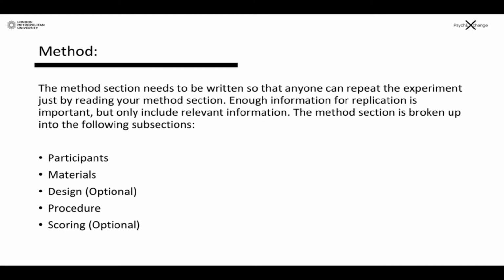Straight after the introduction, there is the method section. This needs to be written in enough detail so that if anyone wants to replicate the study, they can do so by reading this section. That being said, don't go overboard with irrelevant information. The method section is broken down into participants, material, design, which is optional, procedure, and scoring, which is also optional.